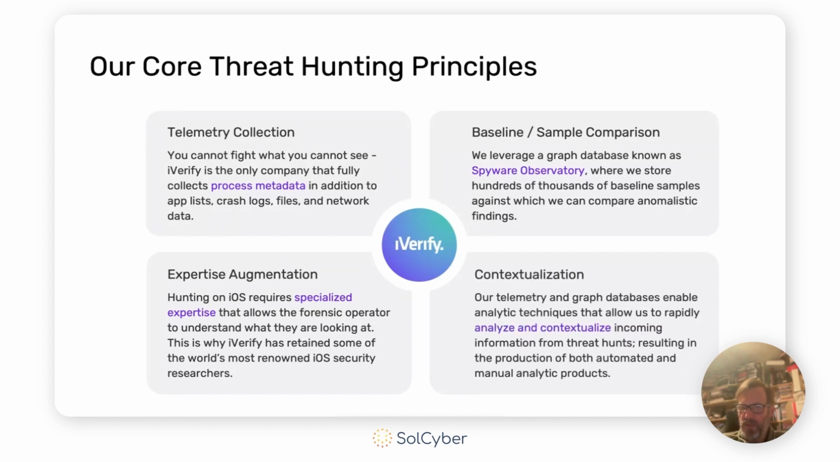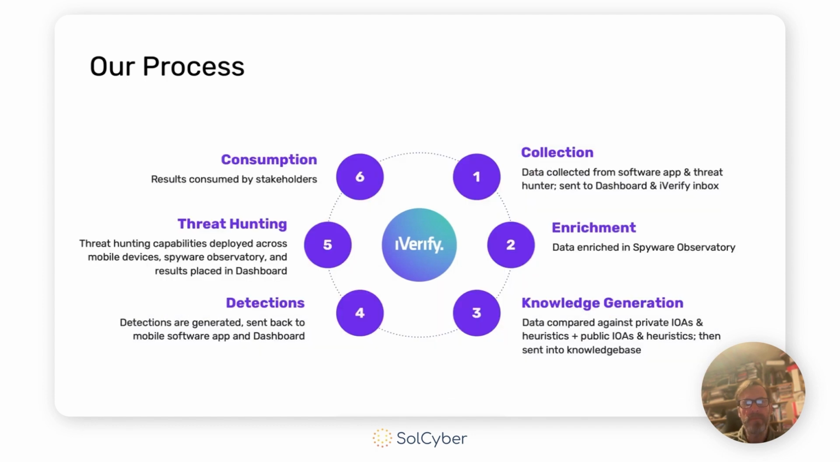And our contextualization means that we can rapidly analyze and contextualize any incoming information from those threat hunts, so that we can then produce both automated and manual analytics to find these things across multiple users, and then create signatures that we use going forward to be able to find them much more easily and without having to threat hunt on them. So that's our core threat hunting principles.